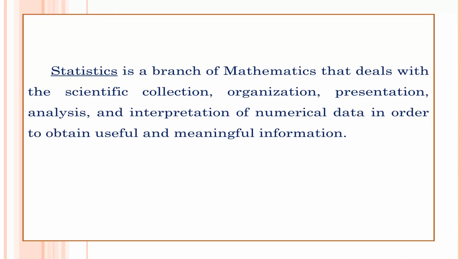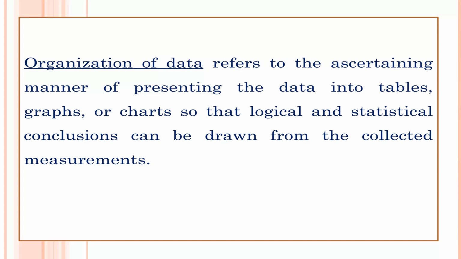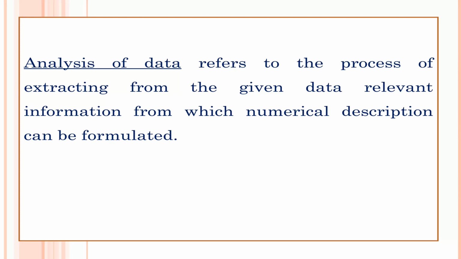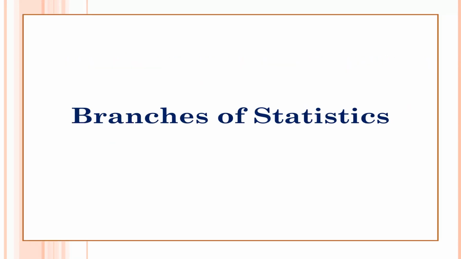Definitions of statistics. Statistics is a branch of mathematics that deals with the scientific collection, organization, presentation, analysis, and interpretation of numerical data in order to obtain useful and meaningful information. Organization of data refers to the manner of presenting the data in tables, graphs, or charts so that logical and statistical conclusions can be drawn from the collected measurements. Analysis of data refers to the process of extracting relevant information from the given data from which numerical description can be formulated. Branches of statistics.